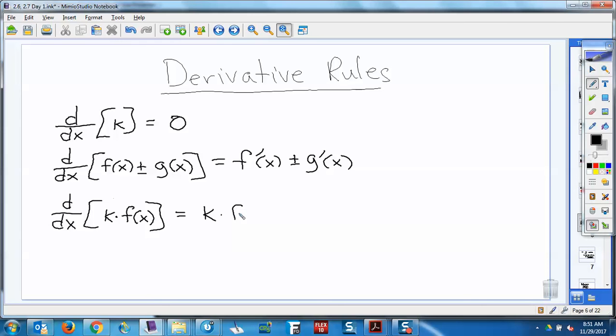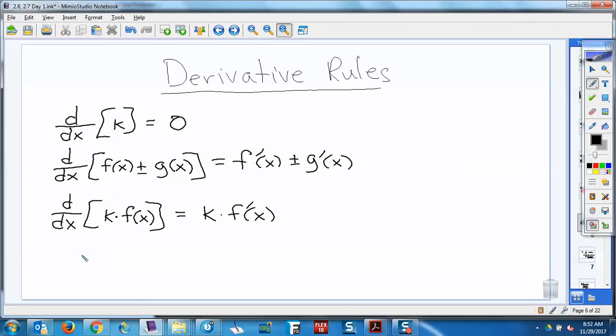So if you have a number multiplied outside of a function, what's the derivative of 3 sine x? 3 cosine x, right? The 3 just hangs out there, and then you do the derivative of sine, which is cosine. So if you have a constant in front of a function, the constant just hangs out there, and you do the derivative.